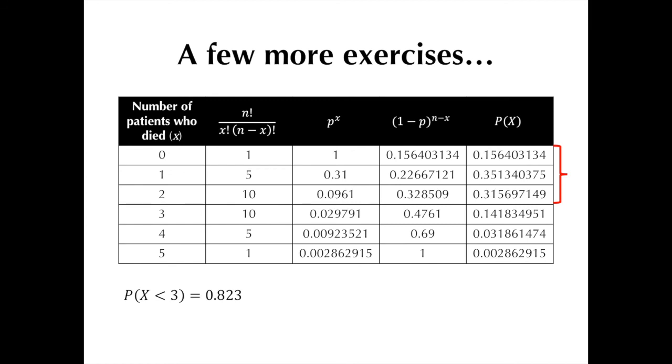Now, what if we want to know the probability that at most 3 will die? This time, we include the resultant probability if x is equal to 3 in the sum, like so. So we get the total probability of 0.965. Now, what if we want to know the probability that more than 3 patients will die? Well, we do the same thing as earlier, but this time adding the resultant probabilities when x equal to 4 and x equal to 5. So we get the probability of 0.035.